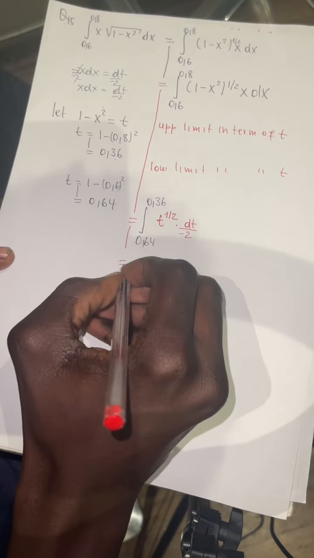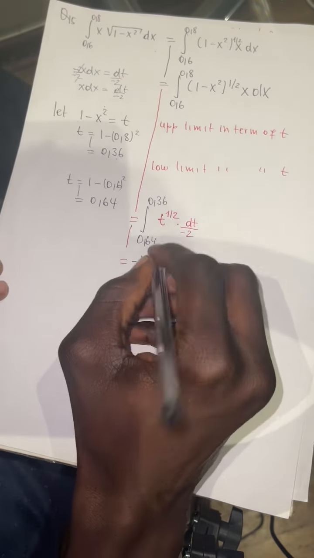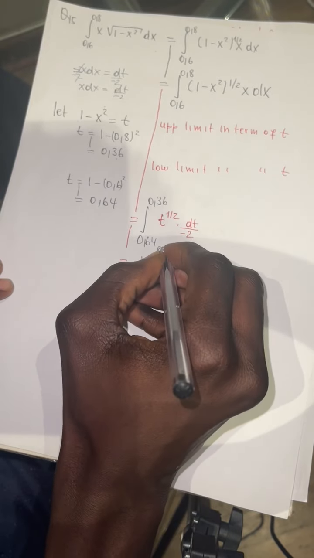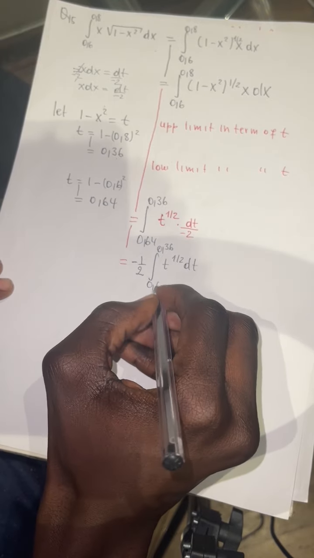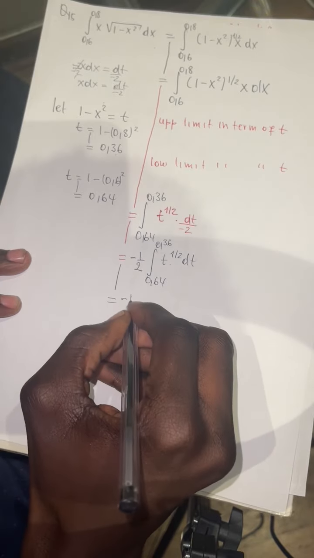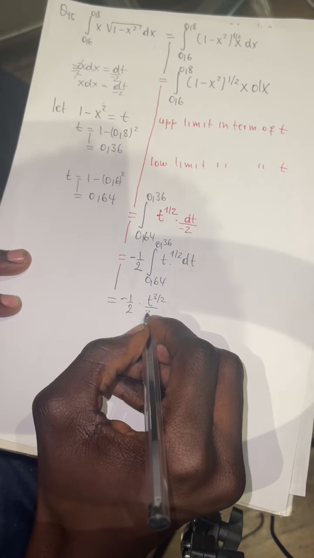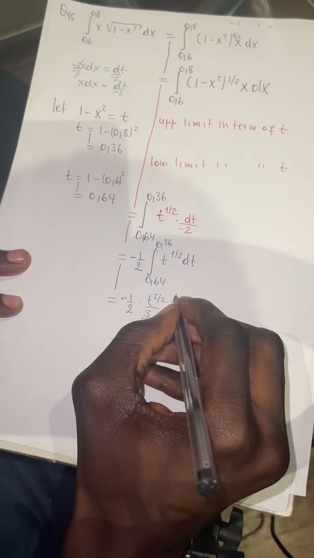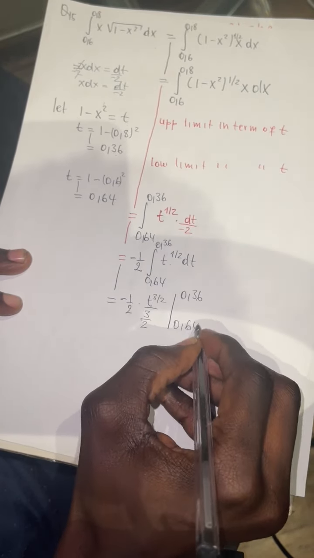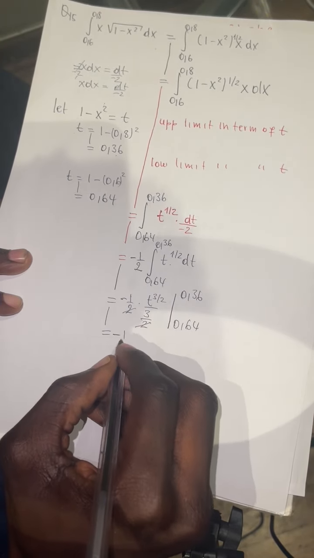So this is a number, it can go out. So we're going to have minus 1 over 2 and the integral of t to the power 1/2 dt, and then the limit 0.36 to 0.64. So now with the integration of that one, we say we're going to have 1 over 2. The integration of this one we say is 3 over 2. And then here we say also is 3 over 2 like this. So the limit is what now? Is 0.36 and 0.64. So this 2 is going to cancel with this. We're only going to be left with 1 over 3.